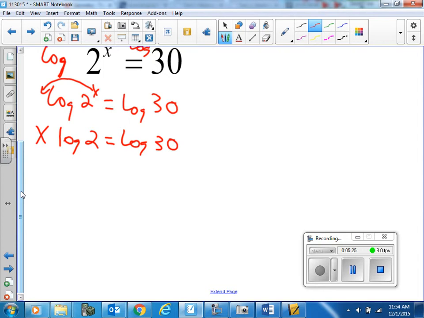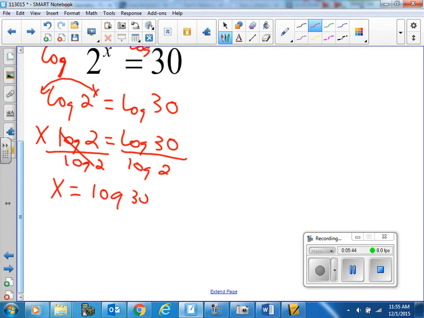Well, we have x times this. We're looking for x. We can just divide by log base 10 of 2, like that. This just cancels out to 1. Anything divided by itself is 1? No, be careful. Log base 10 of 30 divided by log base 10 of 2 is not equal to log base 10 of 15. And we can even check that in the calculator.